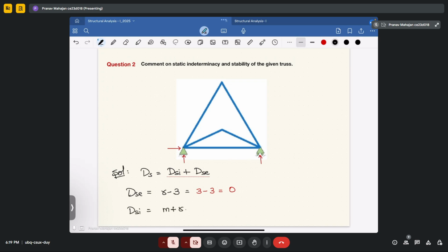So your DSI will be equal to m plus r minus 2j. In this case, your total members are 1, 2, 3, 4, and 5. So 5 members are there. How many reactions are there? Total 3 reactions are there. Now twice the number of joints. So joints are 1, 2, 3, and 4. So again, your internal indeterminacy is coming out to be equal to 0.